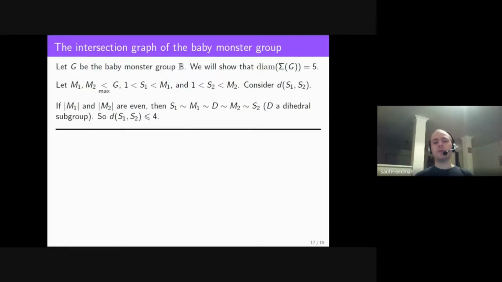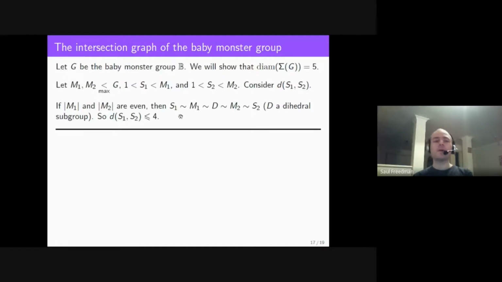Then, as we saw when considering gamma of G, there's a dihedral subgroup intersecting non-trivially with each of M1 and M2. Note that this tilde here means that S1 is joined to M1 in the graph. So here we have a path S1 to M1 to D to M2 to S2, and so this is a path of length at most 4. So the distance between S1 and S2 is at most 4.